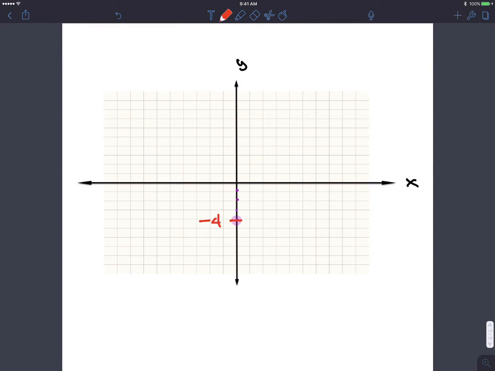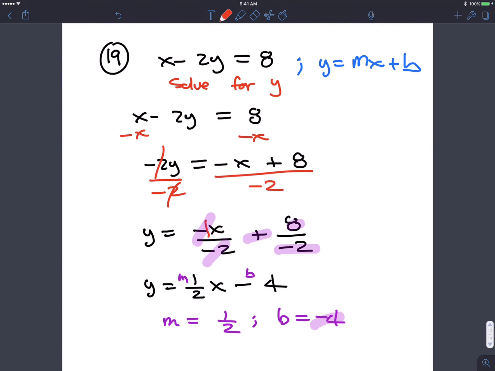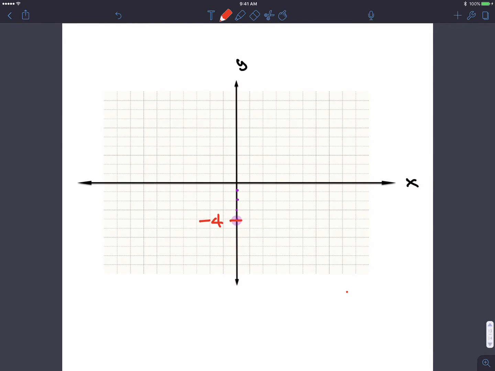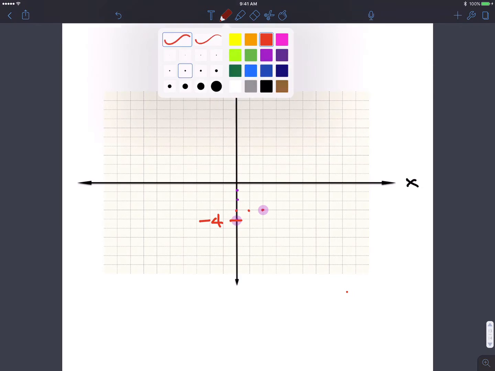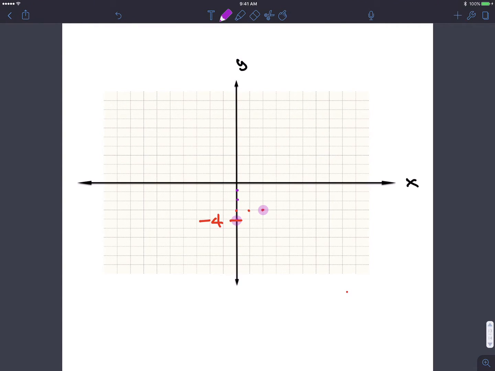I start at the y-intercept of negative 4. I use the slope. The slope is 1/2. That means I have to go up 1 unit and to the right 2 units. This is my second point. Let's draw our line. There you go. This is what we're looking for.